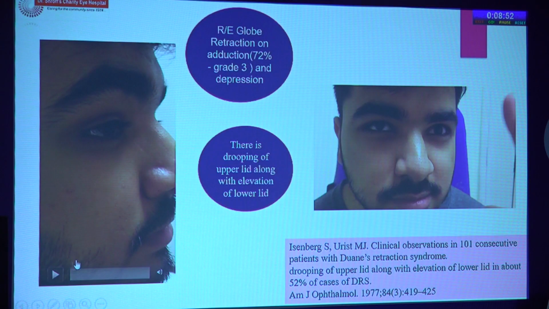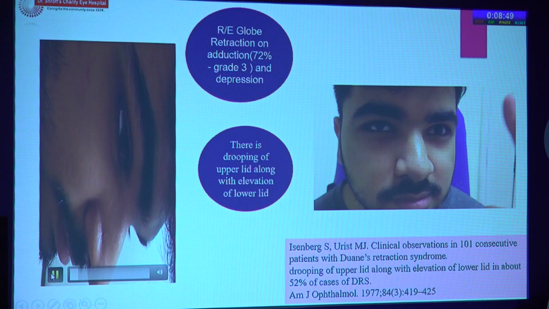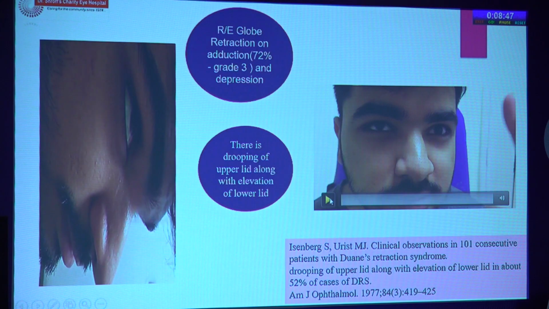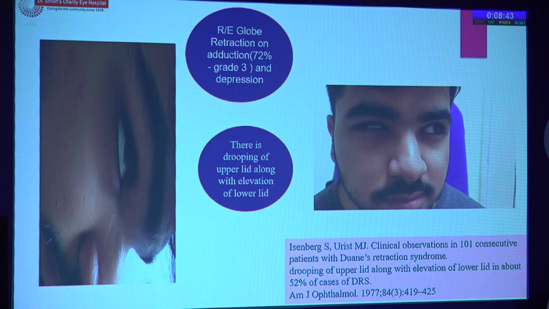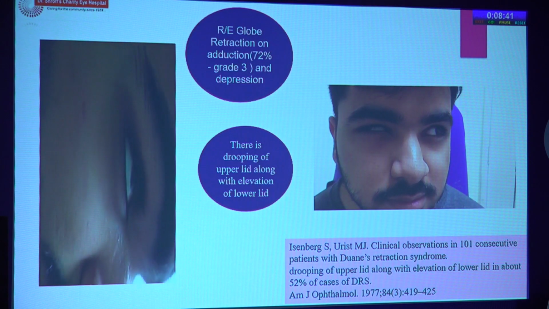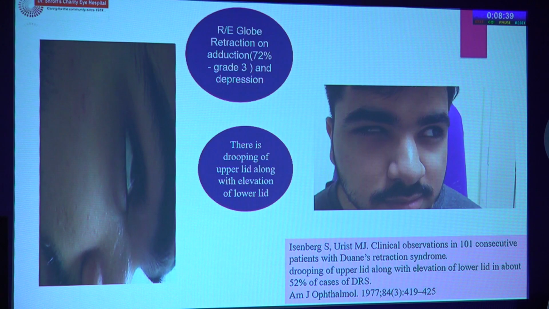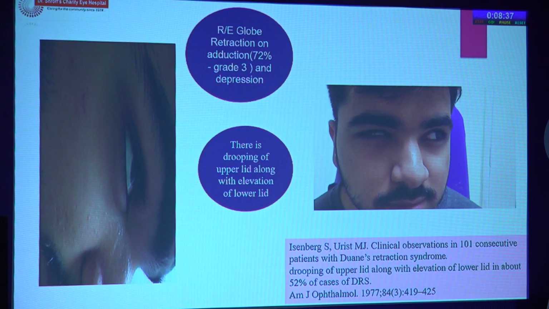So this is a globe retraction which we see on adduction. Although my videos are getting turned, I don't know why. Slowly. The severe globe retraction. So this sign has been described by Eisenberg and Urus. They have documented this sign, that there is drooping of the upper lid along with elevation of the lower lid in about 52% of cases of Duane's.